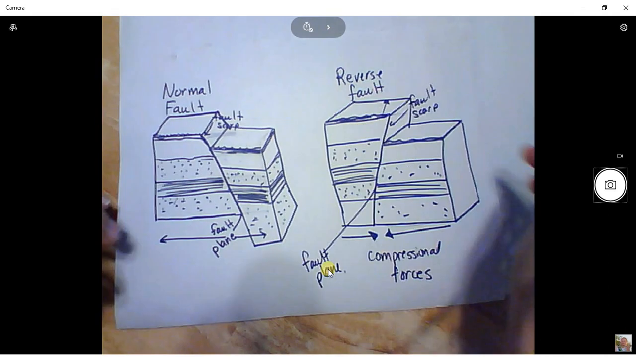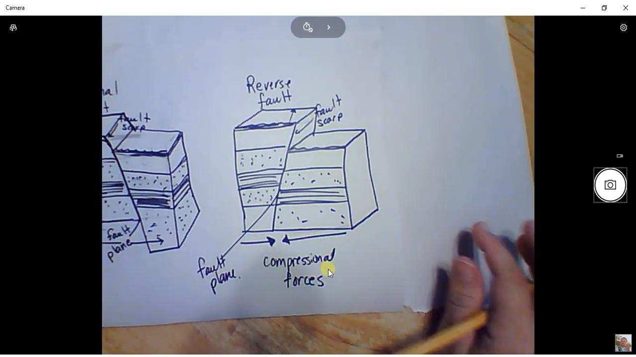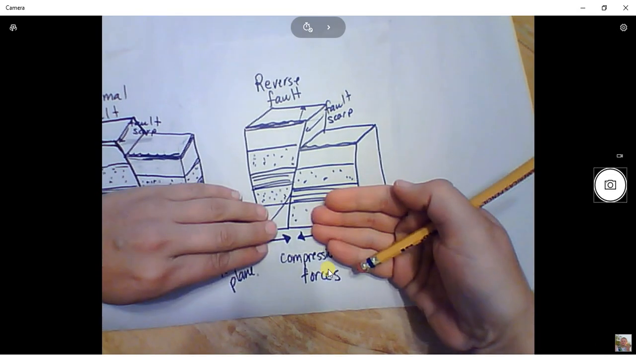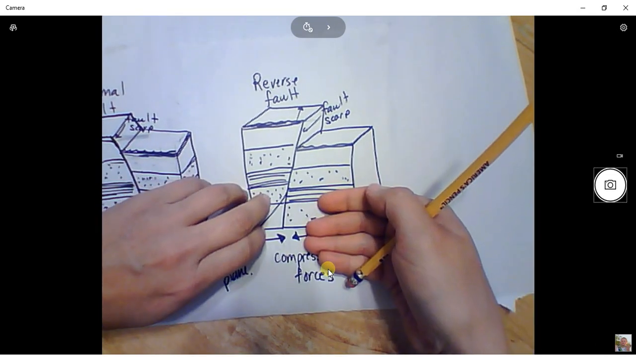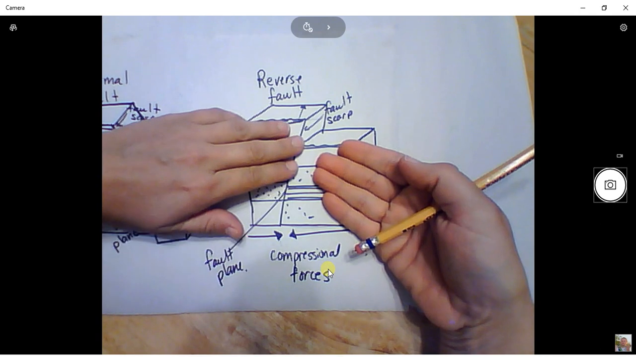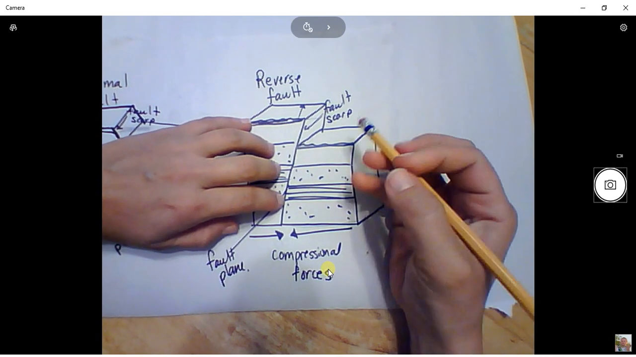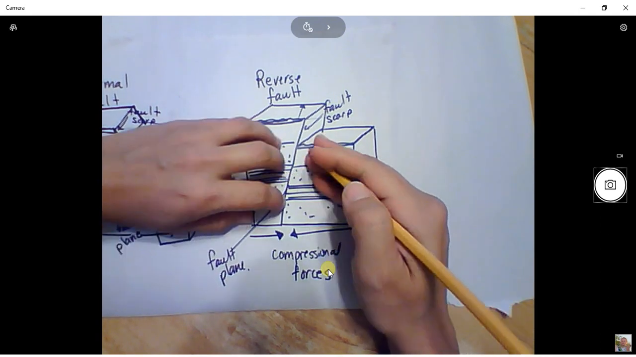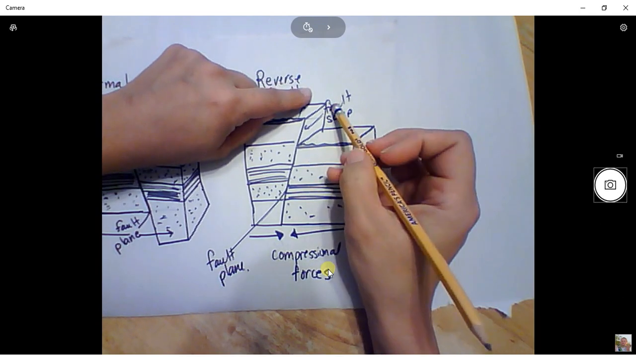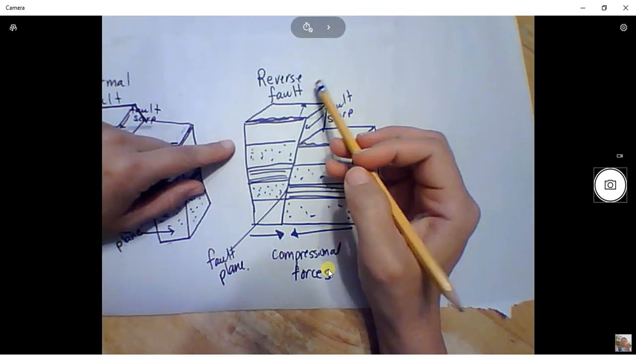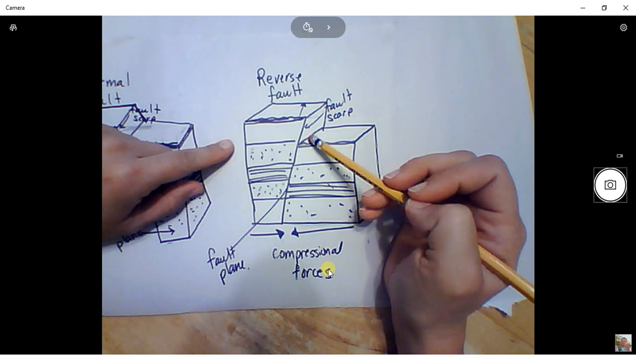Now, reverse fault, just the opposite of a normal fault. We've got compressional forces, so instead of pulling forces, the forces are going together. That pushes these together, and if we have a 6.0 earthquake or higher, we're going to have ground rupture, which is going to create a fault scarp, and then we're going to have this land surface here.